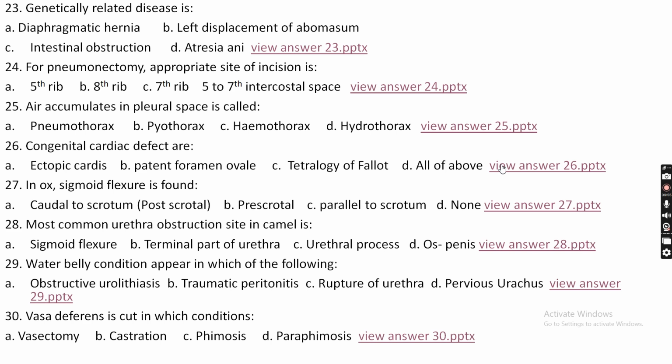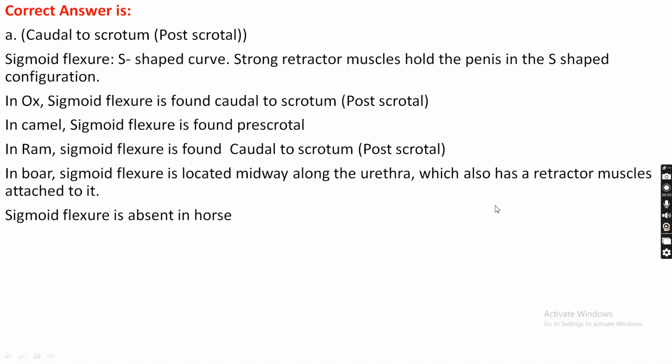Question number 27. In ox, the sigmoid flexure is found. Option A, caudal to scrotum, that is post-scrotal. Option B, pre-scrotal. Option C, parallel to scrotum. Option D, none. The right answer is option A, that is caudal to scrotum, that is post-scrotal.